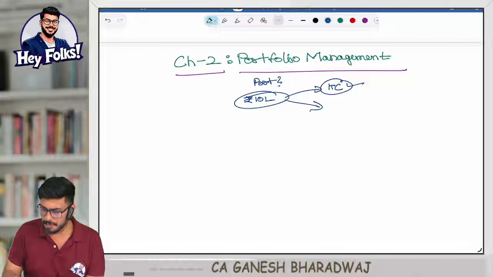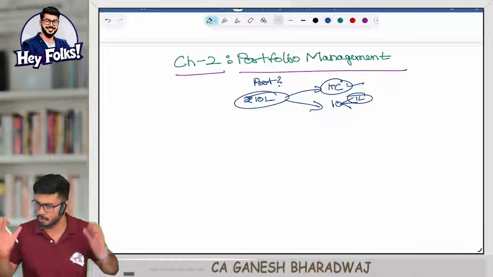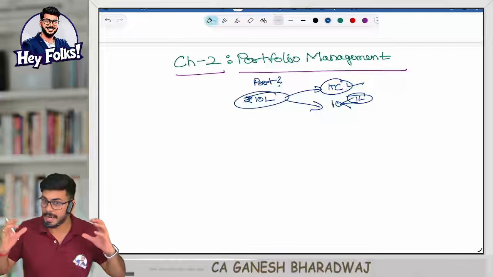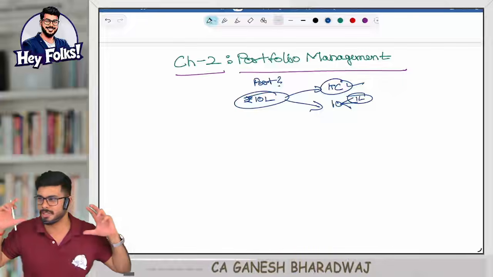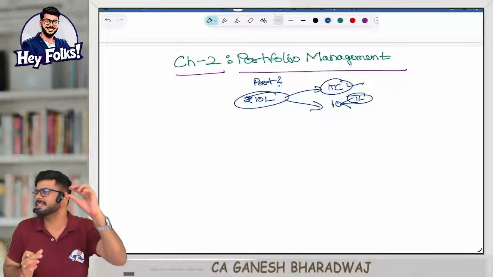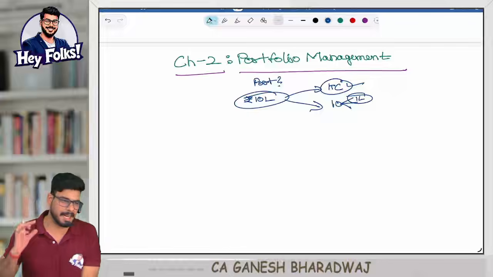Or option number two: with this 10 lakh rupees, I invest in 10 different shares for 1 lakh rupee each. In this case overall I've invested only 10 lakhs, but I didn't invest the entire 10 lakh in a single stock. I have invested 1 lakh each across 10 different stocks.